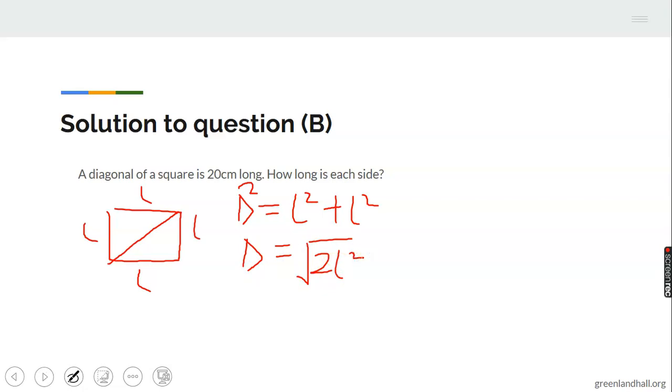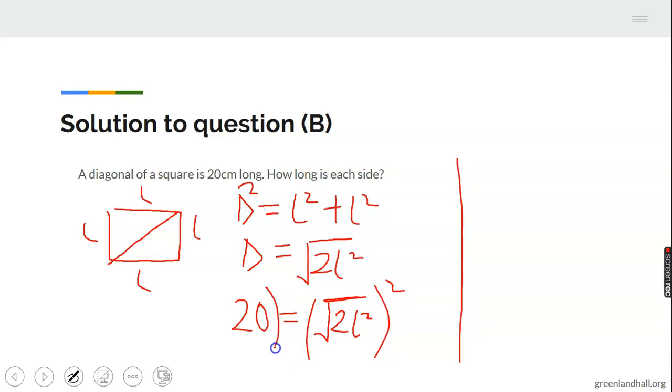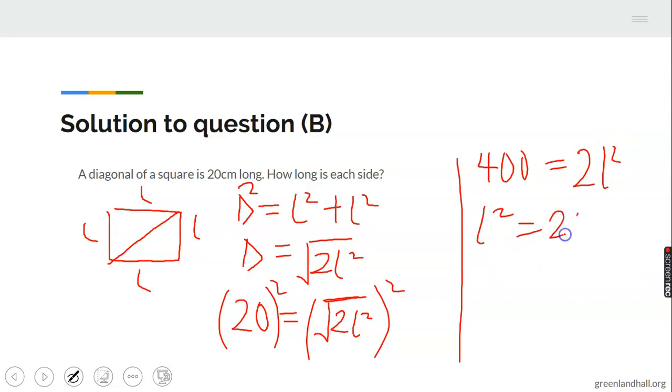So since we are given that our D, which is the diagonal, is 20 centimeters, that will be 20 equals the square root of 2L square. Are you following? So I've taught you change of subject of the formula. You square both sides. So 20 square will give you what? 400. Since you are squaring both sides, the square root will go. You have 2L square, so divide both sides by 2. You have L square equals 200, and L will be the square root of 200.